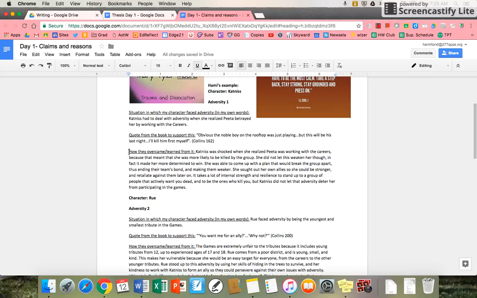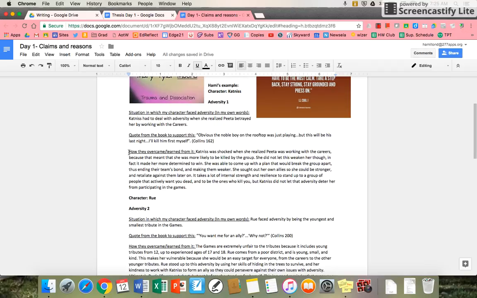Then how they overcame it, how they learned from it. So this is where you're putting your thoughts, this is where you're putting your analysis. This is the most important part of the paragraph. So Katniss was shocked when she realized Peeta was working with the careers because that meant she was more likely to be killed from the group.